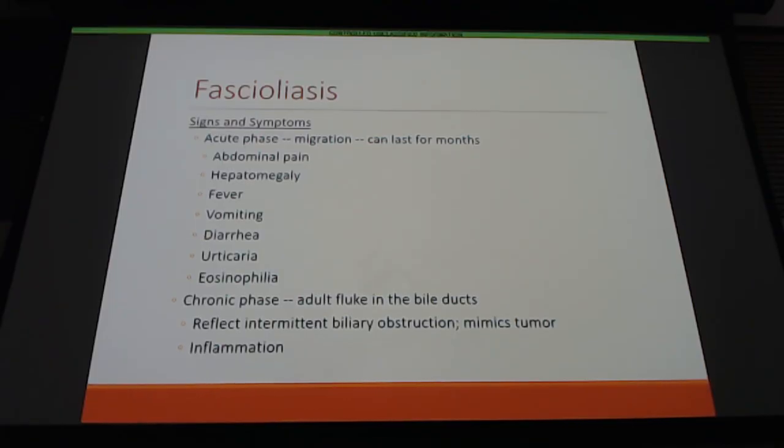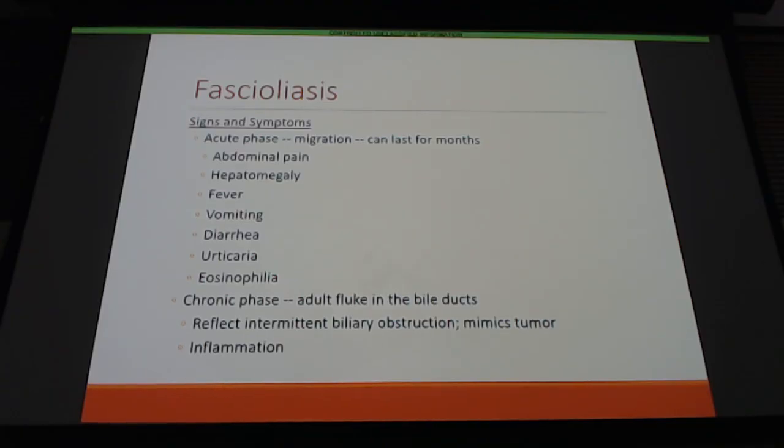Okay. So for the acute phase, migration will last for months. Abdominal pain, fever, vomiting, diarrhea, urticaria, eosinophilia. Abdominal pain is probably from the migration and inflammation of the liver and the bile ducts. Hepatomegaly because it's blocking it up, right? Inflammation and tissue damage caused by the parasite because of the migration.